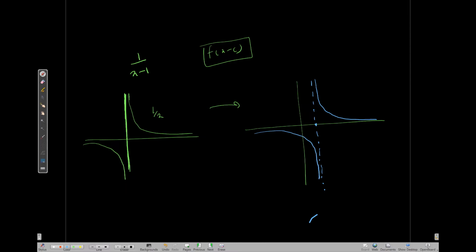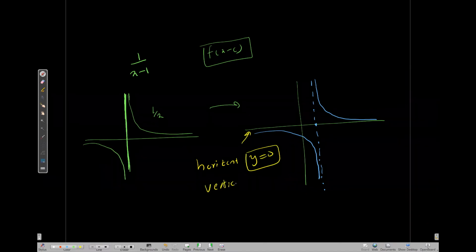So the asymptotes are, well, the horizontal asymptote is this guy, which means the x-axis, or y equals 0. And for the vertical asymptote, remember guys, horizontal is always y equals, vertical is always x equals. The point is 1, so x equals 1 is the vertical asymptote.